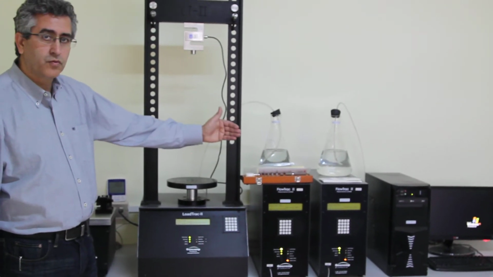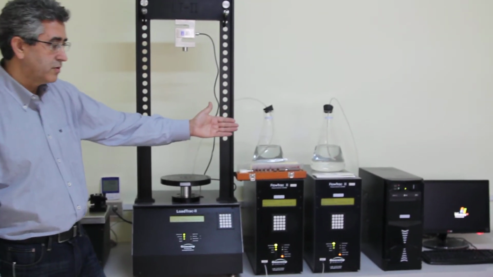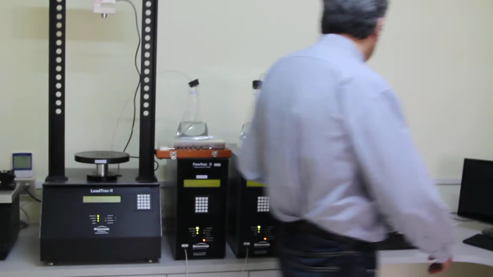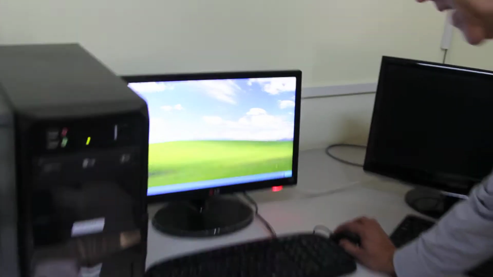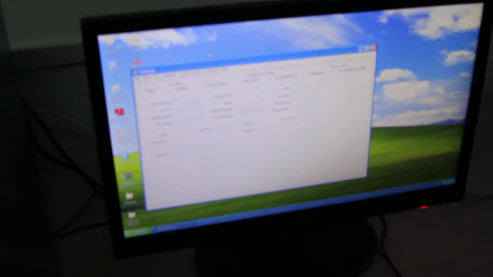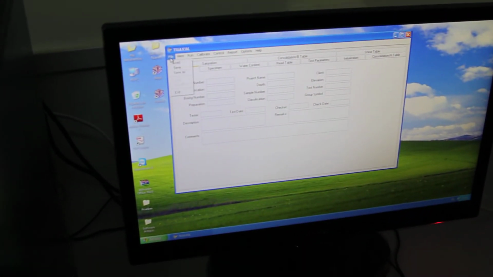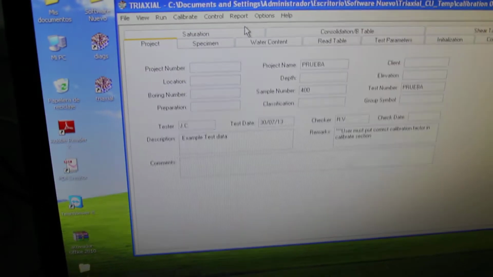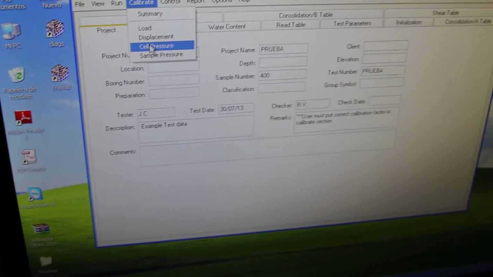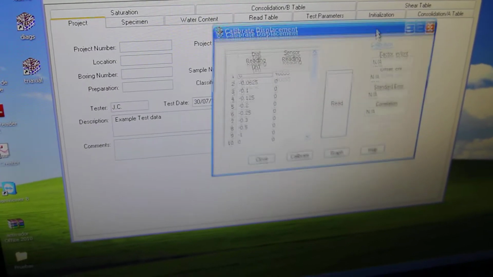So what we are going to do now, we are going to go to the computer and we are going to load our software. This happened to be our triaxial. So I'm going to the triaxial, I'm going to load a file. This happened to be a calibration file that was from the previous one. And then I'm going to go to calibrate my displacement.